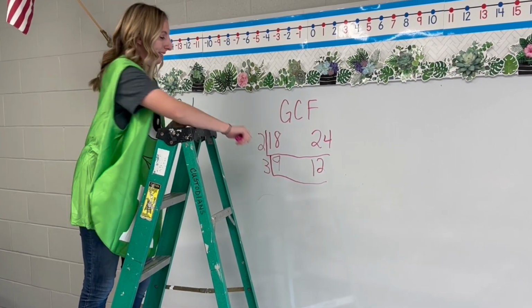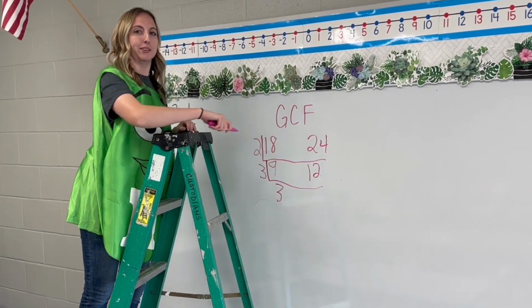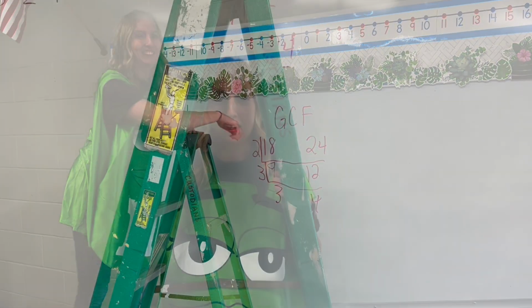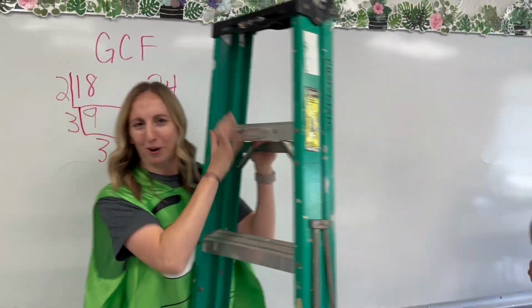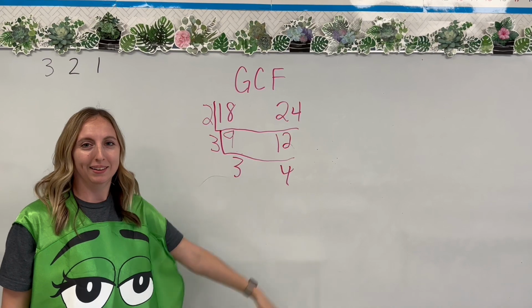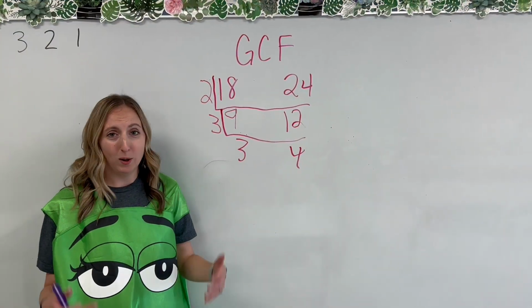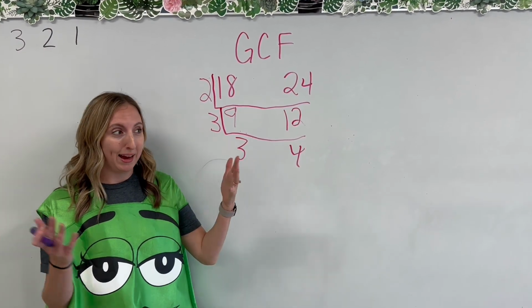9 divided by 3 is 3. And 12 divided by 3 is 4. And so now we're done with the ladder part. We don't need any more, because 3 and 4 are no longer divisible by a common number. All right, the whole point of this was to find the greatest common factor. So how do we do that?